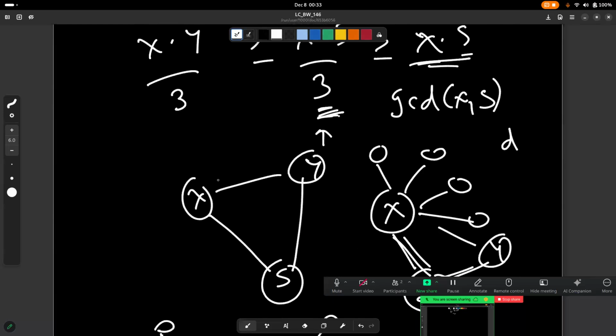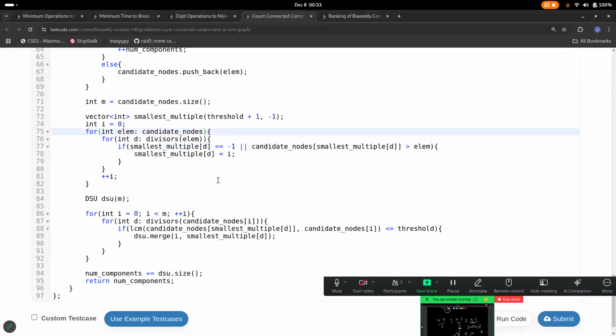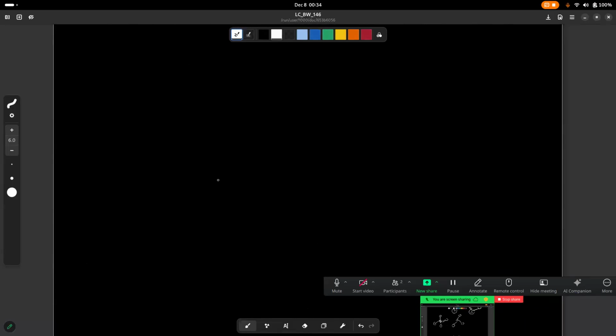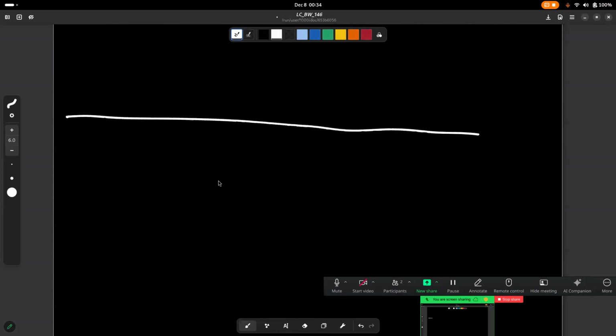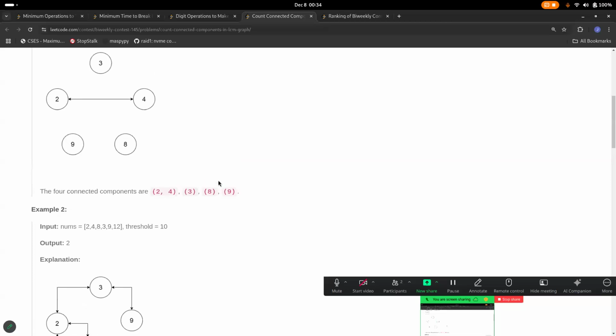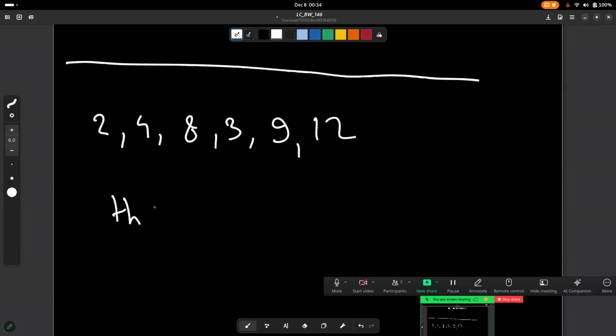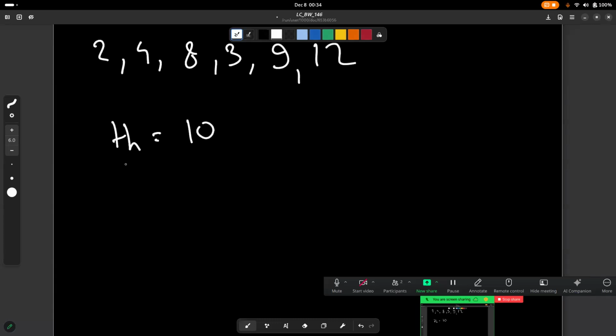Sir, can we dry run the test case which is there in the LeetCode example? Okay, sure. The second one, 2, 4, 8, 3, 9, 12, and threshold is equal to 10, right? So first we iterate over 2, 4, 8, 3, 9, and 12, and we have this candidate nodes array.